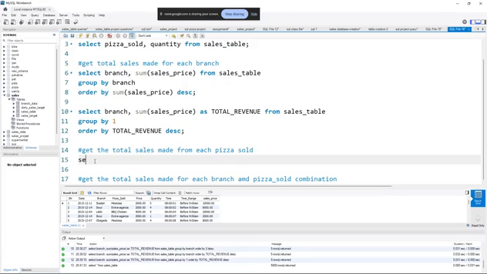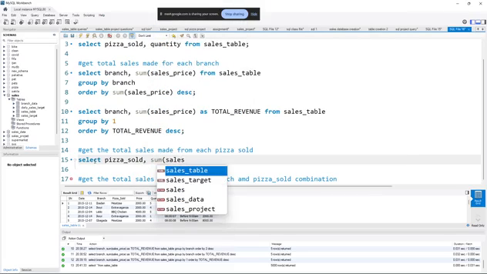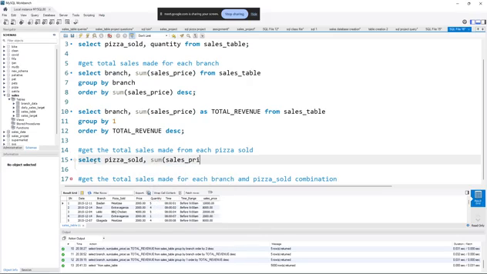I can now say something like select the pizza sold, comma, then sum of what? Sales price, sum of sales price as total revenue from sales.